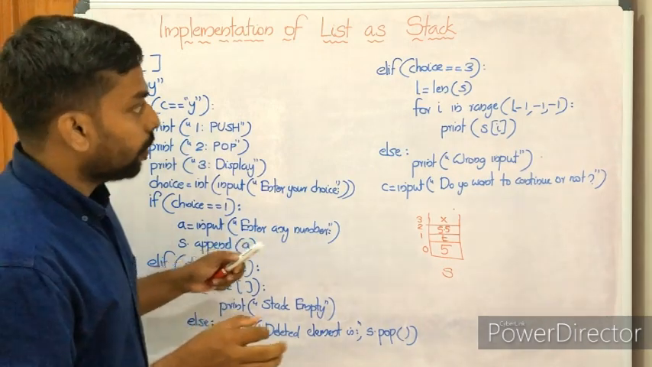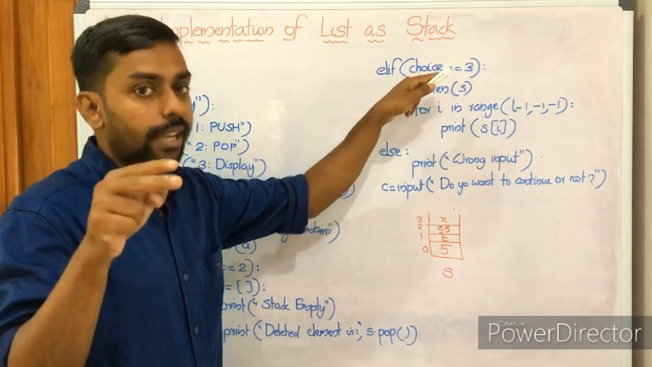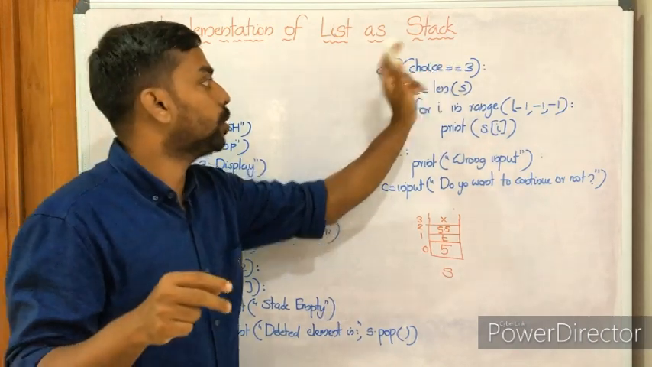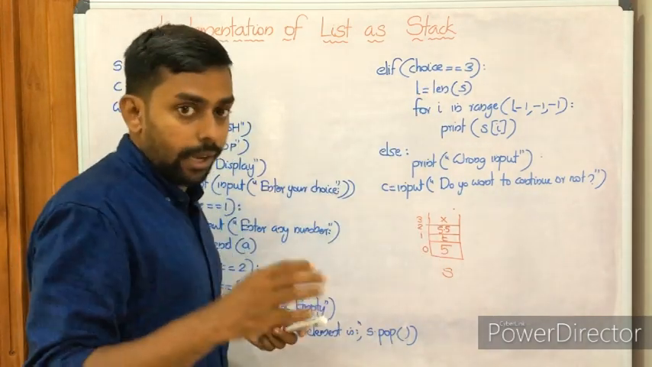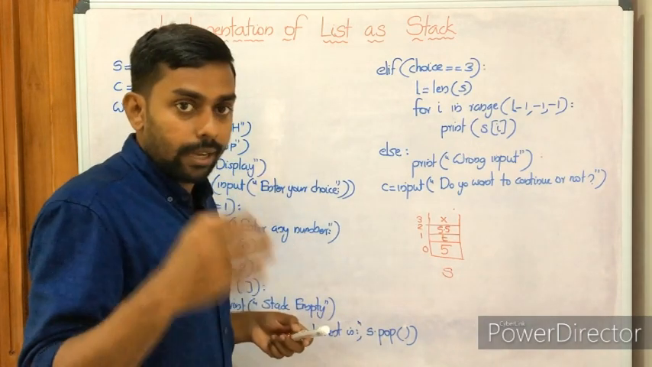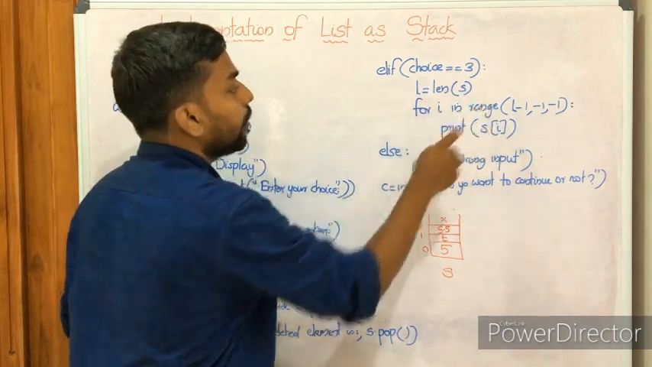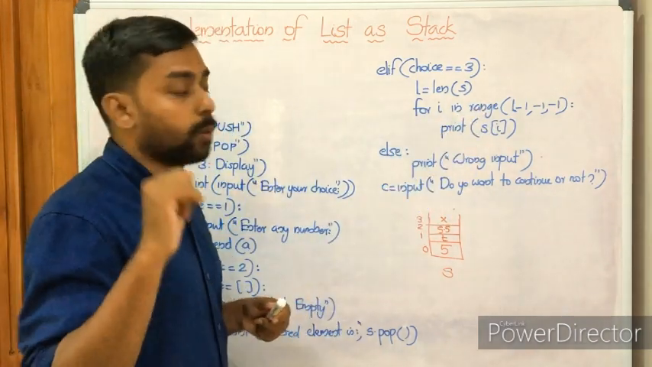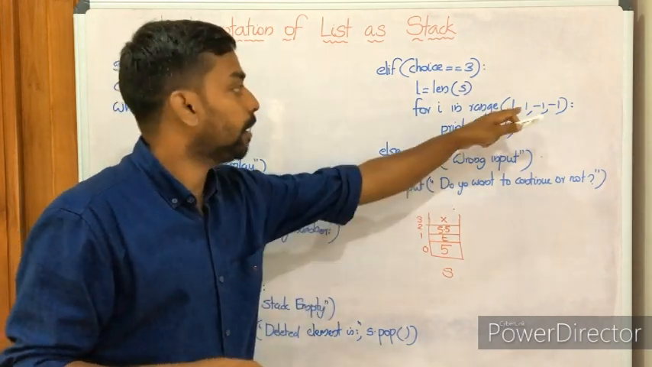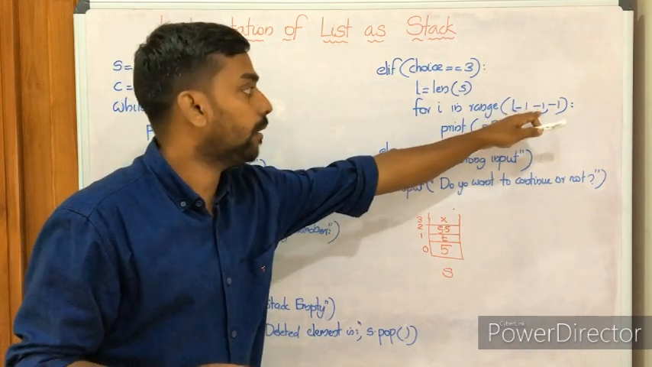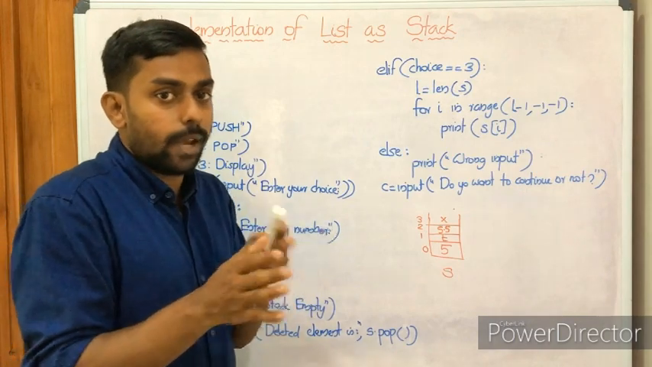You know how we are going to print it out. That's choice 3's working. Elif choice equal to 3, what happens? L equal to len of s. What is the value of len? It is 4, the length of the stack is 4. We have 4 elements: 1, 2, 3, 4. So, for i in range L minus 1 comma minus 1 comma minus 1. You know the range function: start, stop and step. Here the value of start is L minus 1, and both stop and step are minus 1.